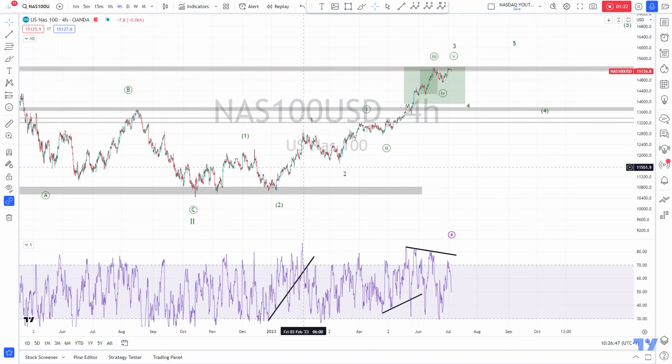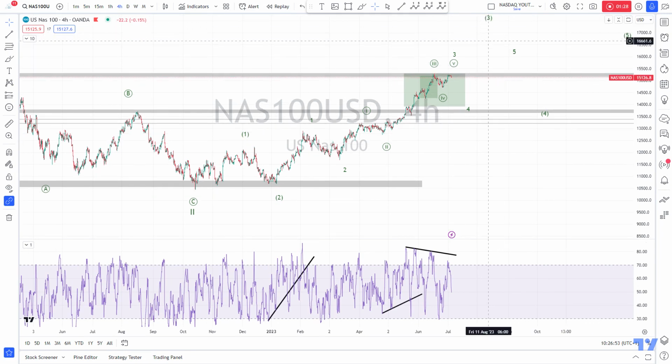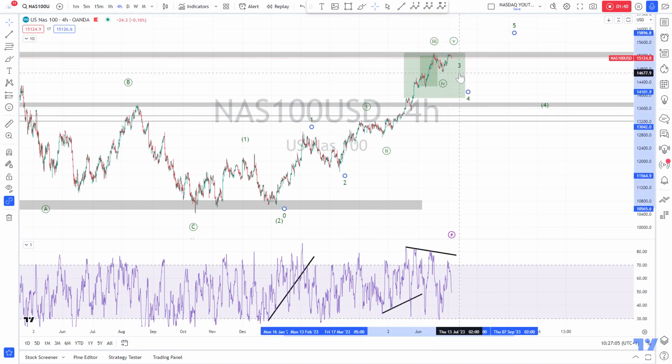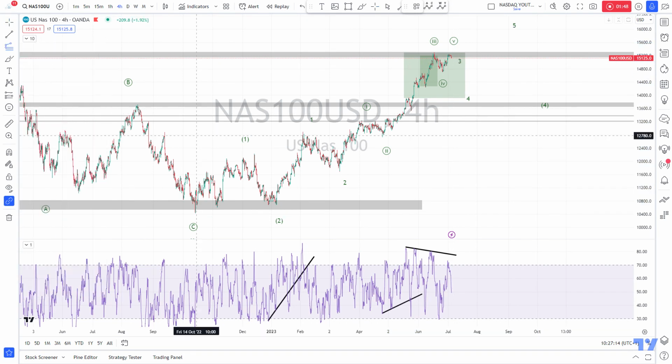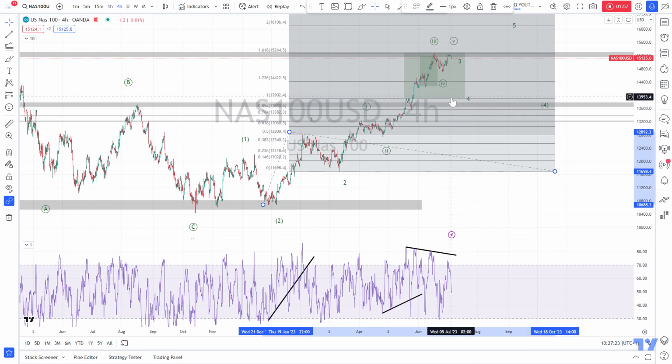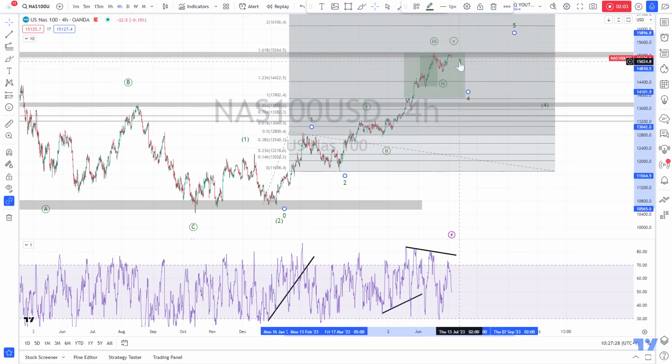So it's better now to focus on the internals of this wave 3 here. And then what I see is again a wave 1 to the upside, wave 2 to the downside. And then this is actually the area where this wave 3 should end. So if we take the length of wave 1, the length of wave 2, then the area between the 1 and the 1.618 FIB extension is the area where this wave 3 should end.